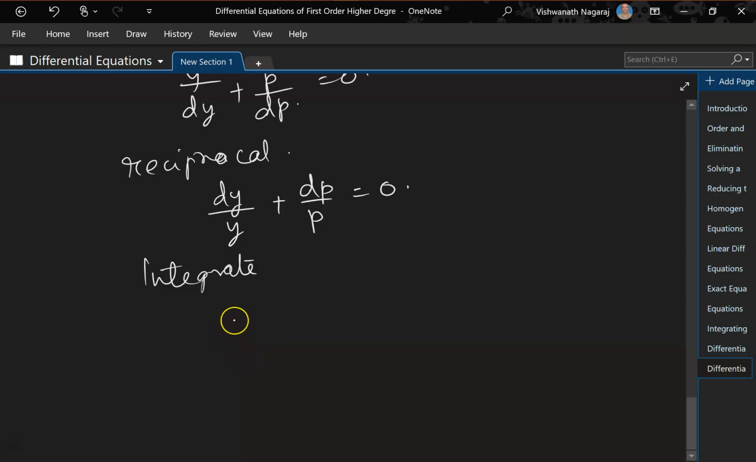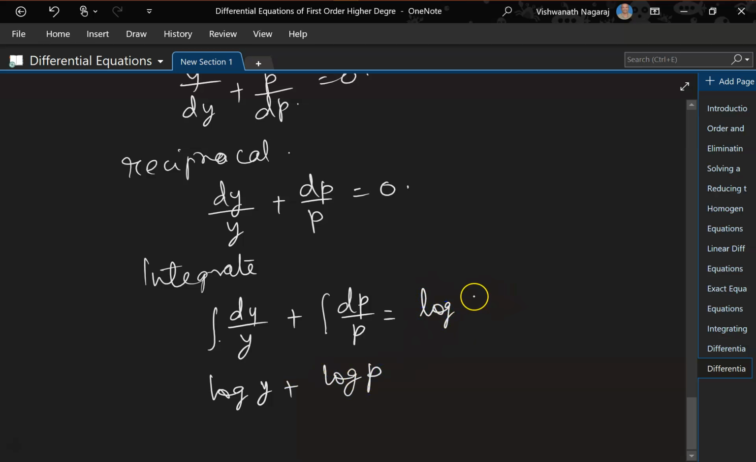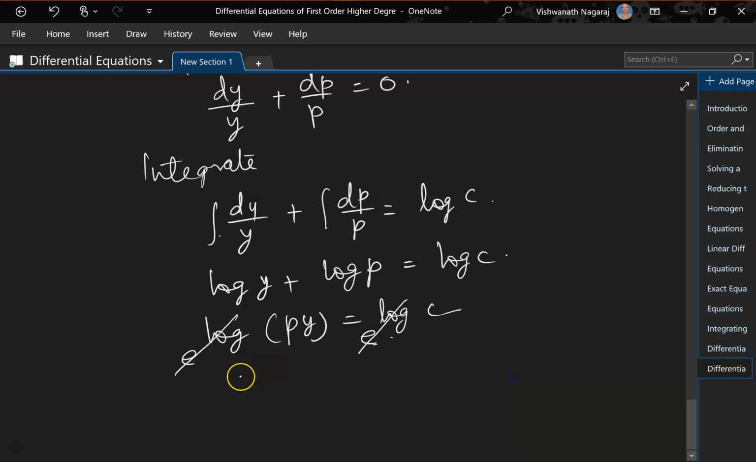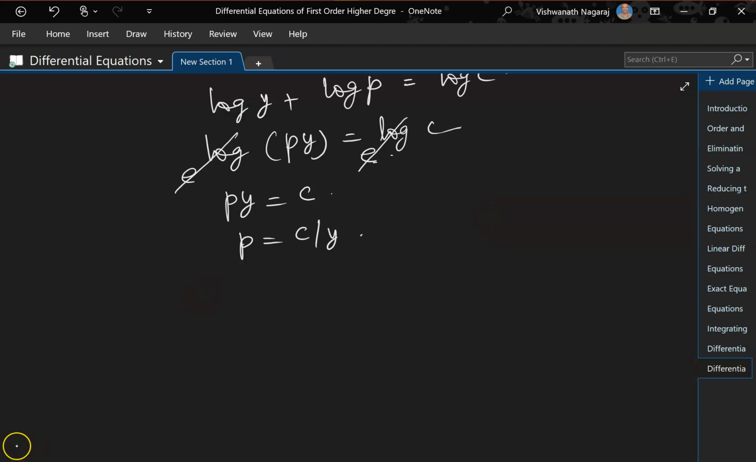We have to integrate. Let's write that step by step again: integral of dy by y plus integral of dp by p is equal to constant. Now this would be log of y plus log of p. This we take as a constant, log of c. Now this can be written as log of py equal to log c. Let's exponentiate both sides, so the logs get cancelled and we have py is equal to c, or p is equal to c by y. So we have got p now in terms of c and y.